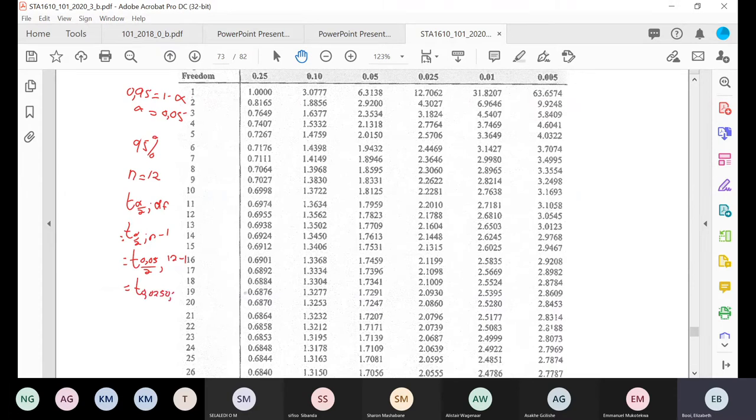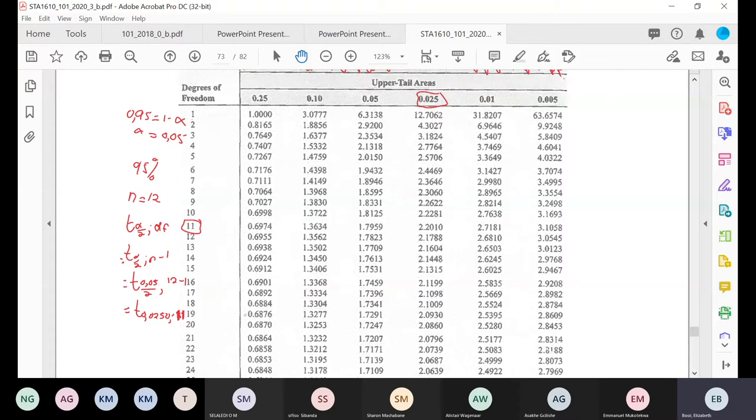t of 0.025 and the degrees of freedom of 11. It means we need to come to the degrees of freedom and look for 11, and go to the top and look for 0.025 where it says upper tail areas. Where they both meet, that will be our critical value. And that is our critical value.